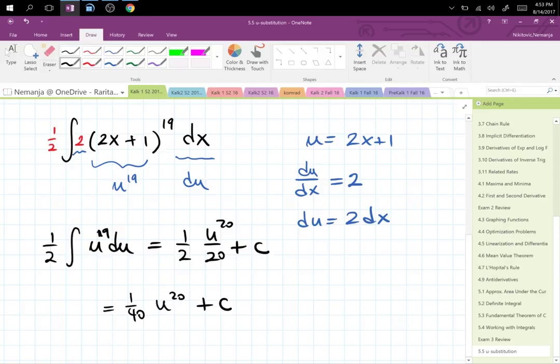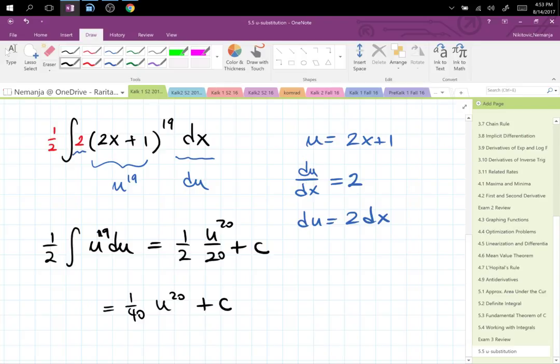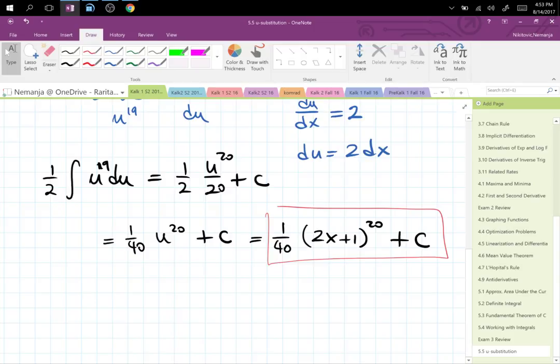Now you cannot leave u because the problem was posed in x's. Your answer needs to be given in x's as well. So what you can do is you can say, I don't care about u, I care about the x. So you have 1 over 40, 2x plus 1 to the 20 plus c. And now this is the answer. As you can see, it's in x values.